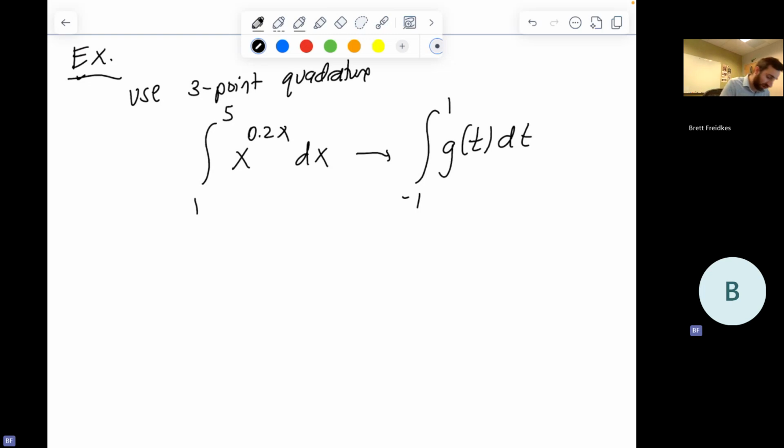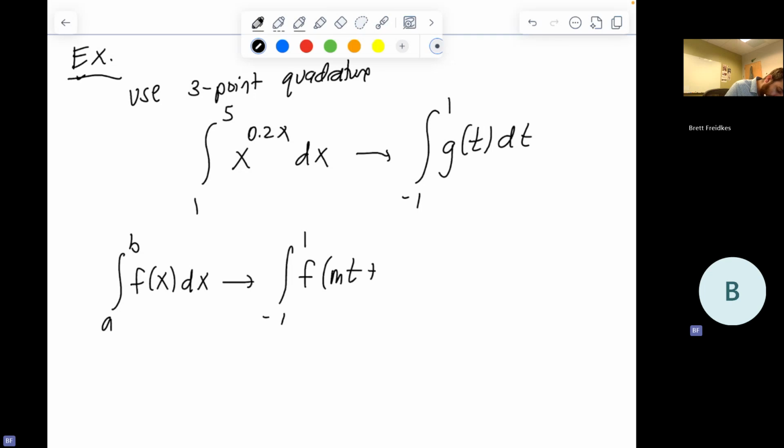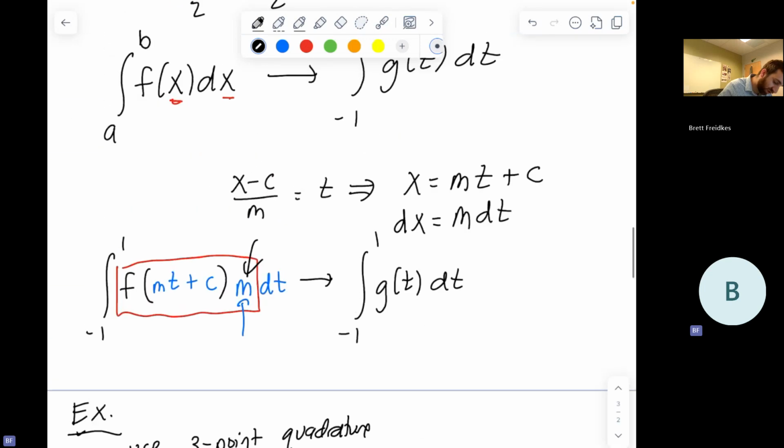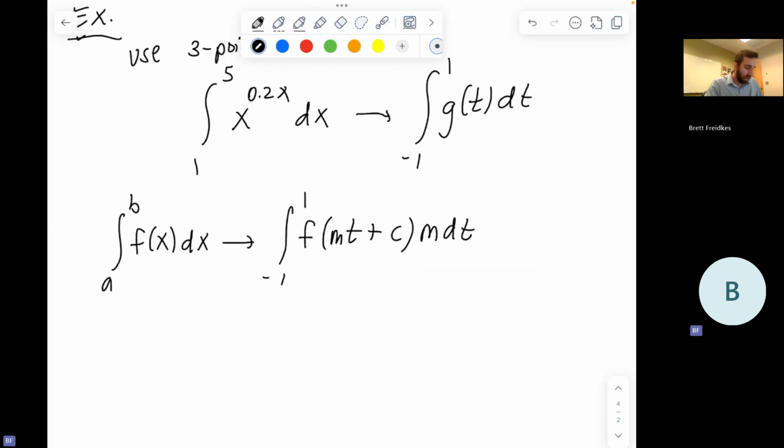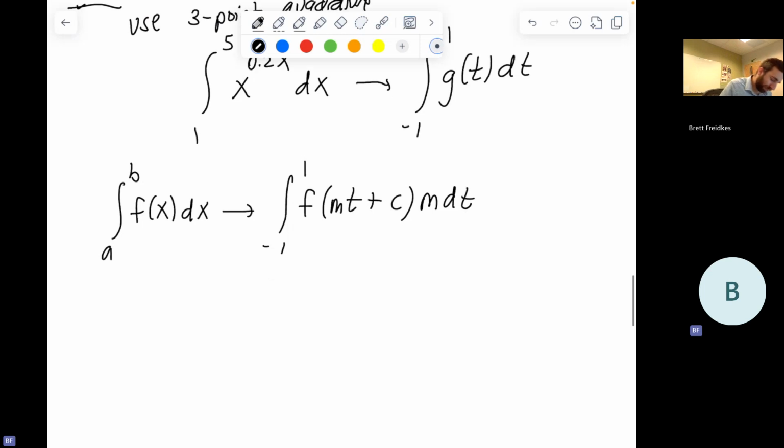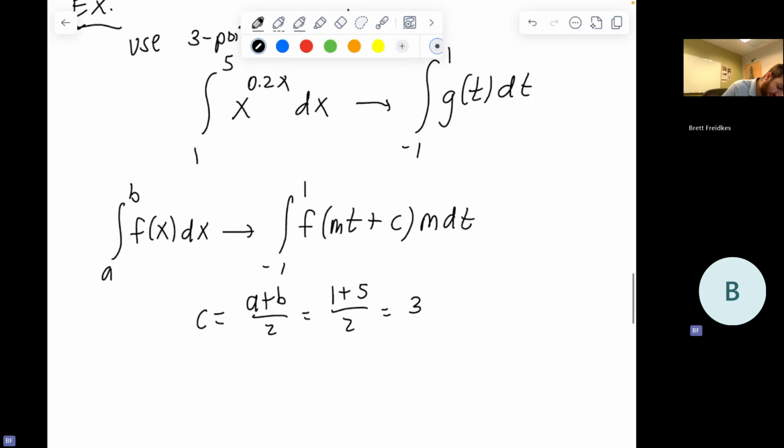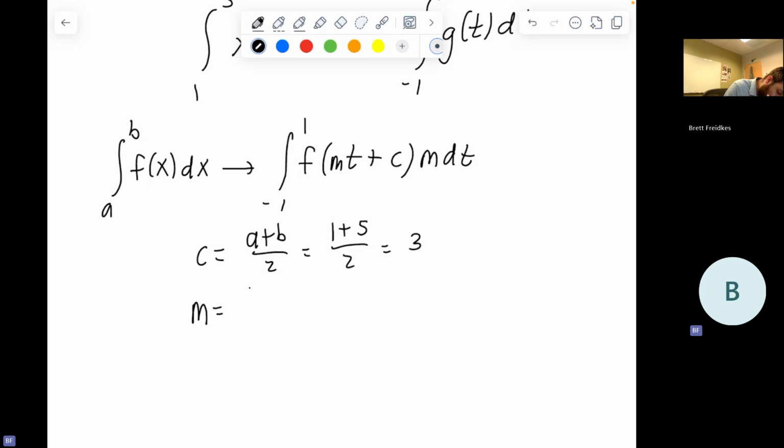So let's figure out our shifts, because ultimately what I'm going to do is take my f of x dx. This is going to be written as -1 to 1 f of mt plus c times m dt. That's what we just showed here. So let's find our m and our c. Well, our c is our center point, which is the average of the two bounds. So that would be 1 plus 5 over 2 in this case, which is 3. And our m is the width halved. So it's going to be 5 minus 1 over 2, which is going to be 2.